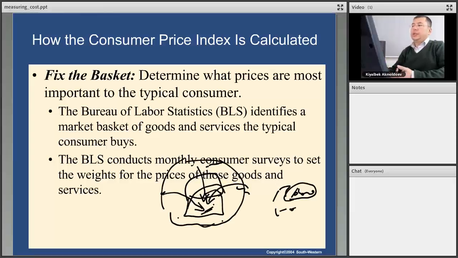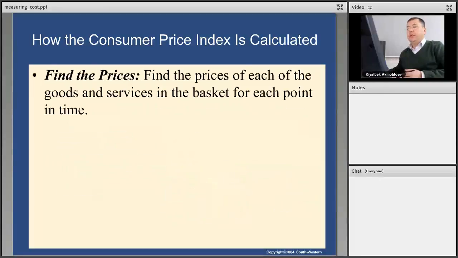The National Statistical Committee calculates the weight of this basket, how much money we spend every month, every year, and so on. So first of all, we fix the basket. We put in how many goods and services we have inside the basket. Then we find the price of each of the goods and services in the basket for each point in time. So how much is the price of the goods and services inside the basket?